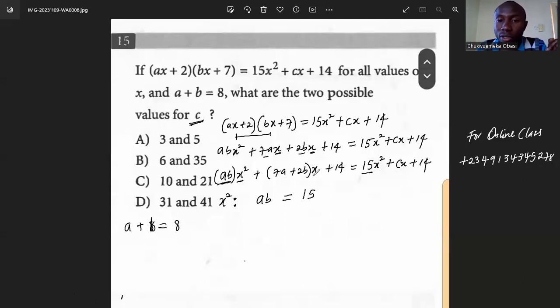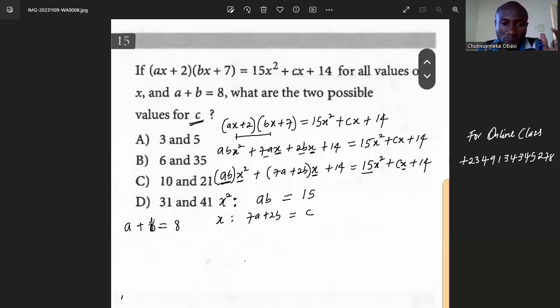We can do the same for the x terms. For the x term, we have 7a plus 2b, and that will be equal to c. Now you see that the c we are asked to find depends on the values of a and b. So once you can get the values of a and b, you just plug them in here and get the value of c. So now let us get the values of a and b.